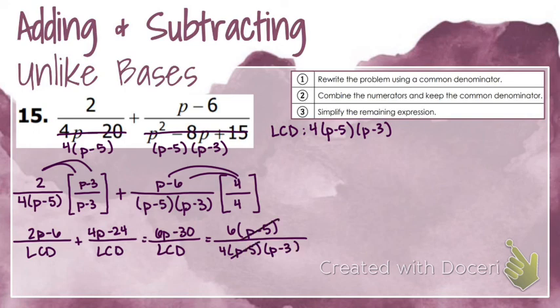6 and 4 are both divisible by 2, so I'm going to change the 6 to a 3 and the 4 to a 2. So now we have 3 over 2 times p minus 3. And that's your final answer.